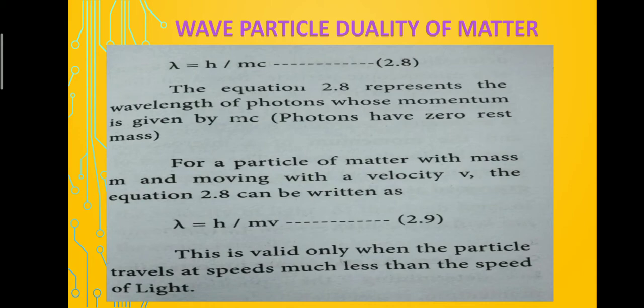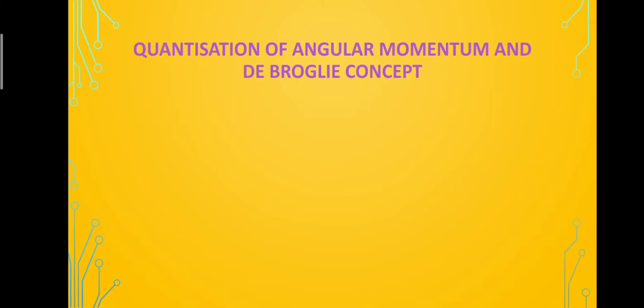So for a microscopic particle we have to consider both the wave nature as well as the particle nature, and this equation is applicable only for a microscopic particle, and it has significance only for microscopic particles. So next one is quantization of angular momentum and de Broglie concept.